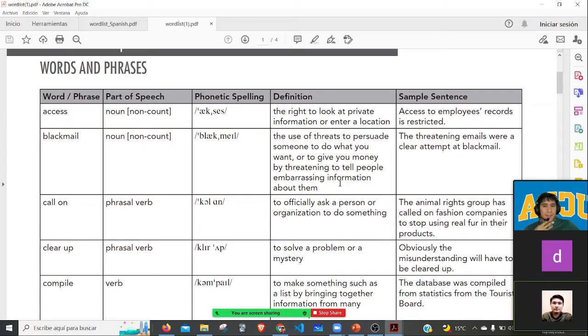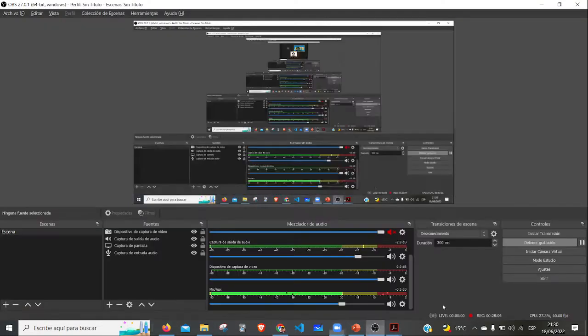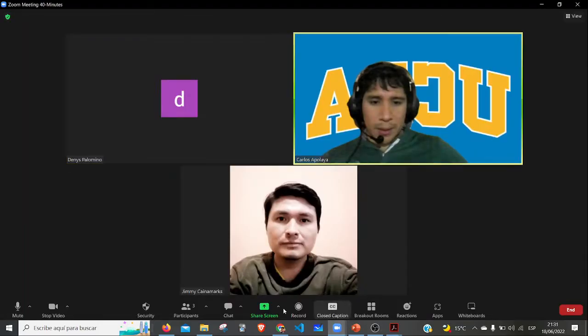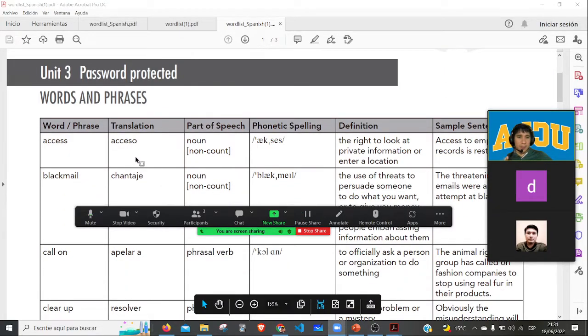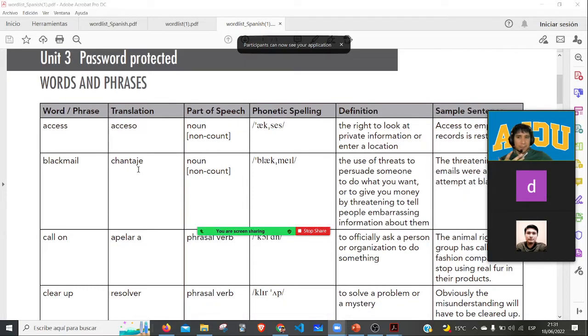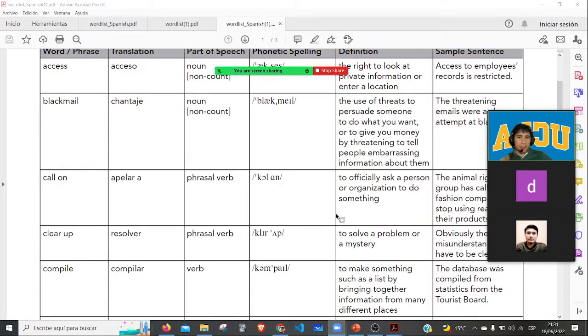Okay. The threatening emails were a clear attempt at blackmail. What is blackmail? Chantaje. Okay? So to make this super quick, I have the information in Spanish here for you. You just need to download it. I'll send you the document, but first analyze with me. So access, acceso. Blackmail, chantaje. Call on, apelar. Pero analicen por favor el significado porque no es como apelar.